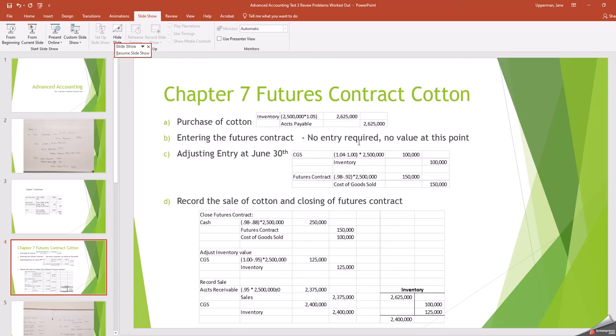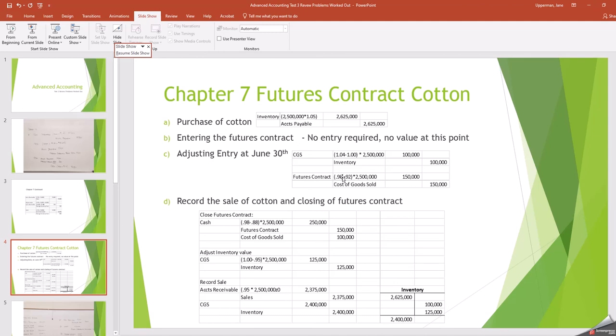So for the inventory, there's two entries. We look at the inventory to say, okay, let's change the values if we need to. So in this case, it goes down. It was $1.04 and it drops down to $1. The spot rate does. So we lost 4 cents of value on that inventory. So we take the 4 cents times the 2.5 million pounds. We're going to charge cost of goods sold for the $100,000 and then reduce the value of the inventory by $100,000.